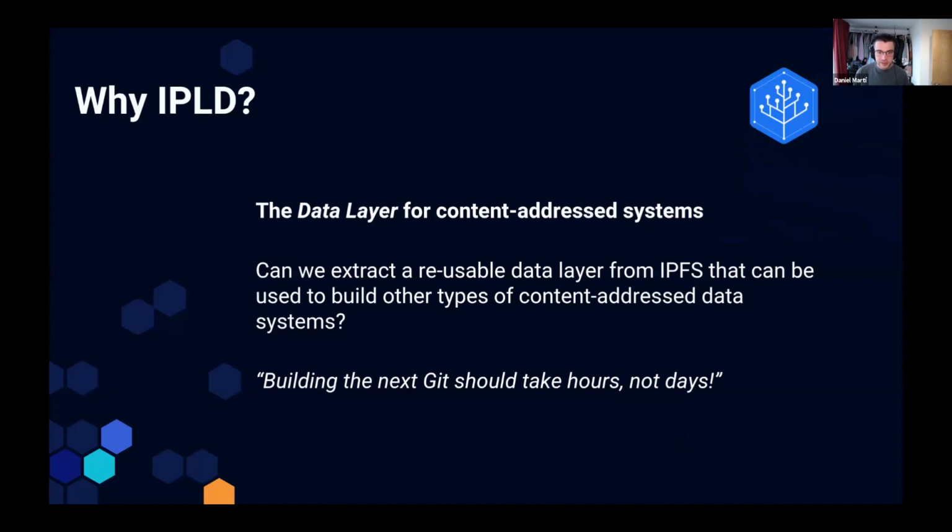So first, why IPLD? You can think of IPLD as the data layer for content-addressed systems. And what we mean by content-addressed systems here is essentially a system where you can talk about data given their content, i.e. with hashes. You can think of Git, you can think of blockchains, you can think of IPFS. And the question is, can we extract reusable data layers from IPFS such that you can build any system on these concepts, without being tied to IPFS and files? Another way to think about this is that if you were to build Git today, it should take you hours. It shouldn't take you days, because you already have all those building blocks.